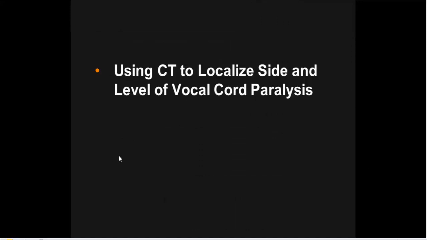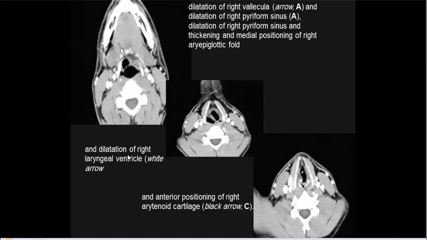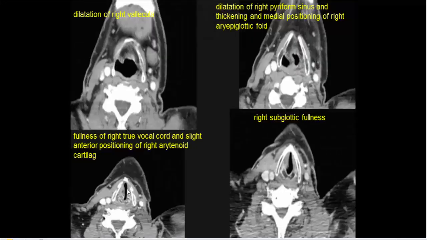Using CT to localize the side and level of vocal cord paralysis. As we see, there is dilatation of the right ventricle and of the right piriform sinus, and thickening and medial positioning of the right aryepiglottic fold. Dilatation of the laryngeal ventricle, anterior positioning of the right arytenoid cartilage, and medial positioning and thickening of the aryepiglottic fold. This is a sign of what? A sign of the side of right vocal cord paralysis.